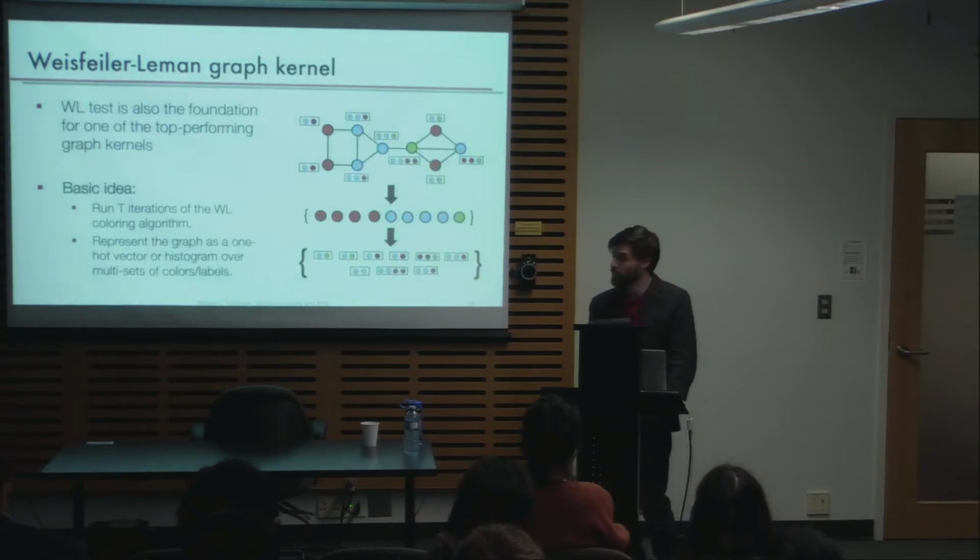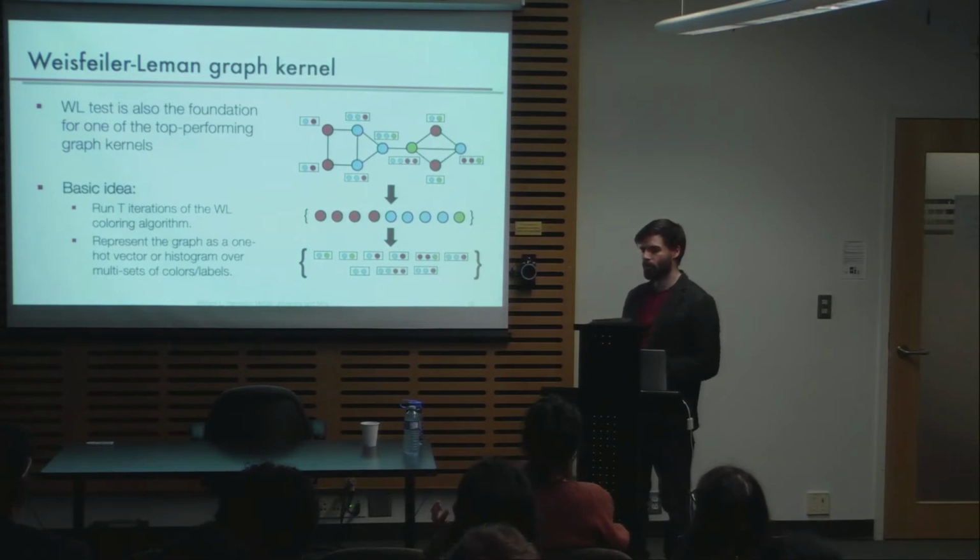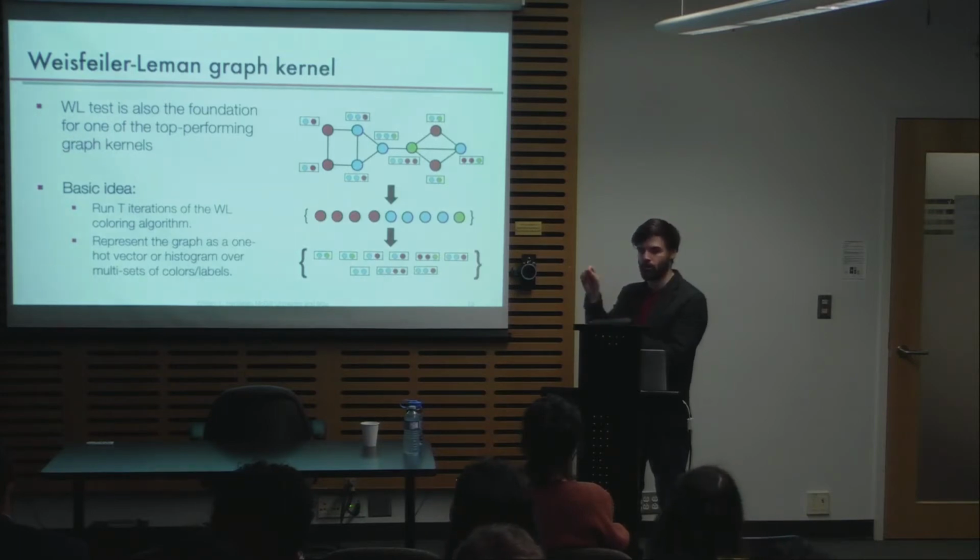The basic idea is that we can run this algorithm for t iterations, and then after we ran this algorithm for t iterations, we can generate a multi-set representing a graph, which is all of the labels, all of the colors or integers that we obtained for this particular graph. And we can compare two graphs by saying, are the multi-sets that we got at the end the same? If they are the same, we can say these graphs are maybe isomorphic.